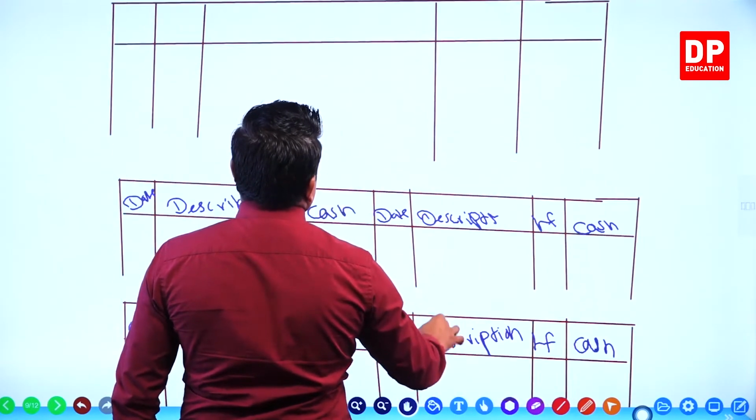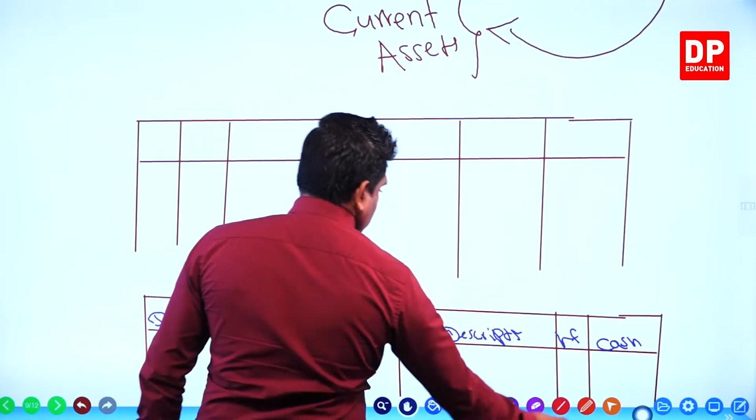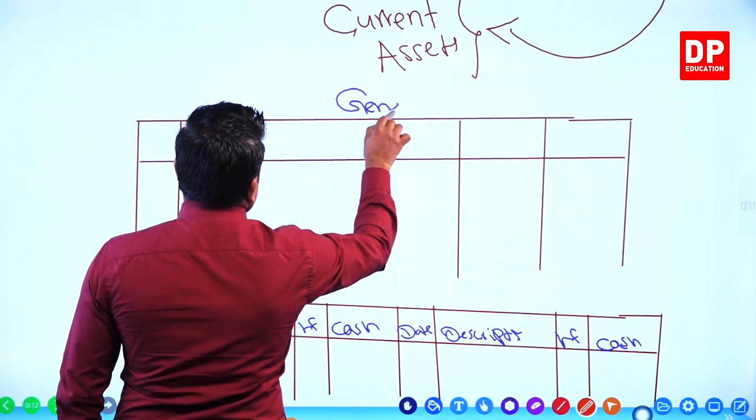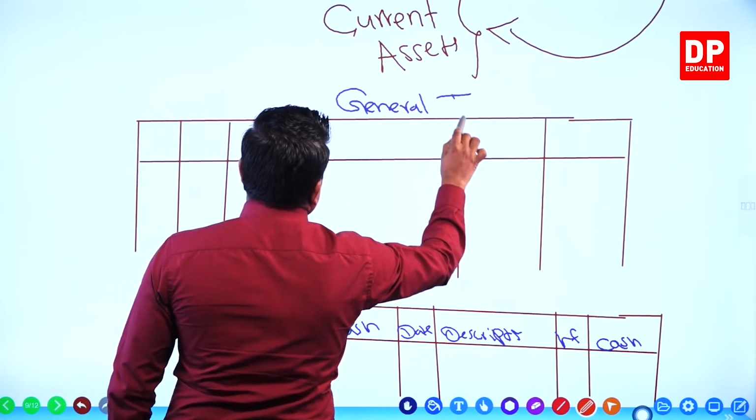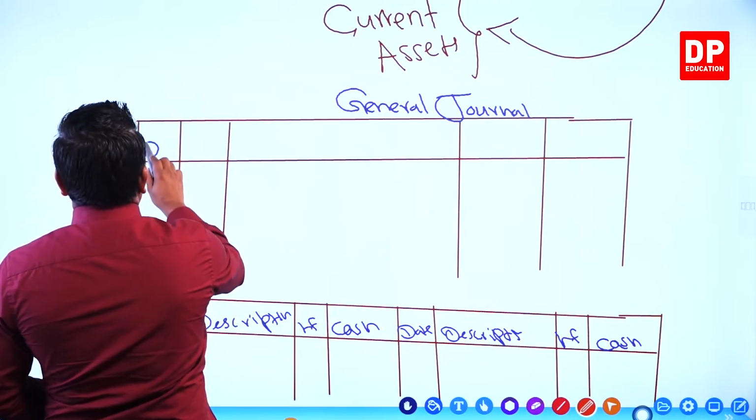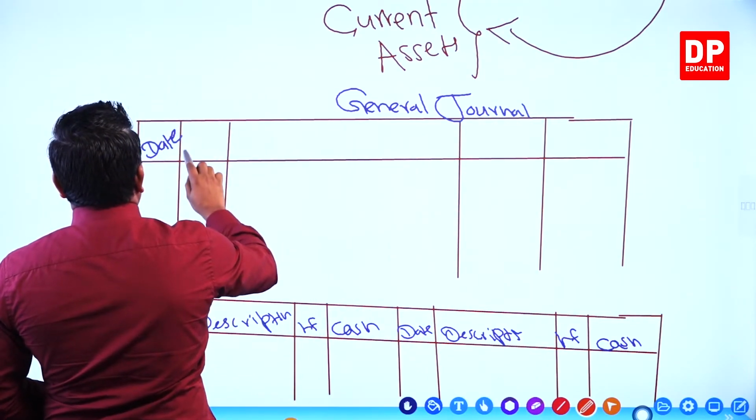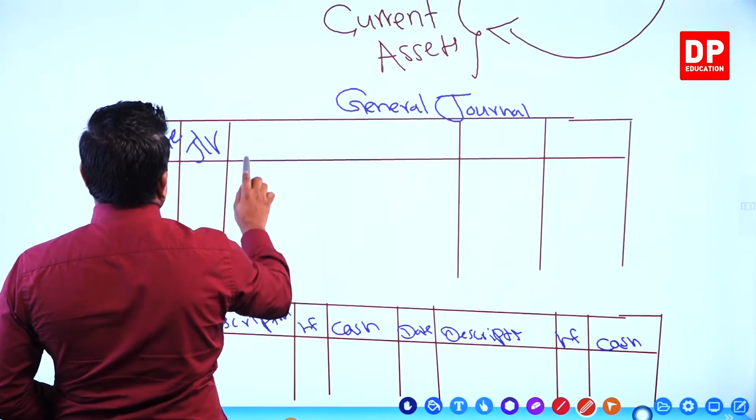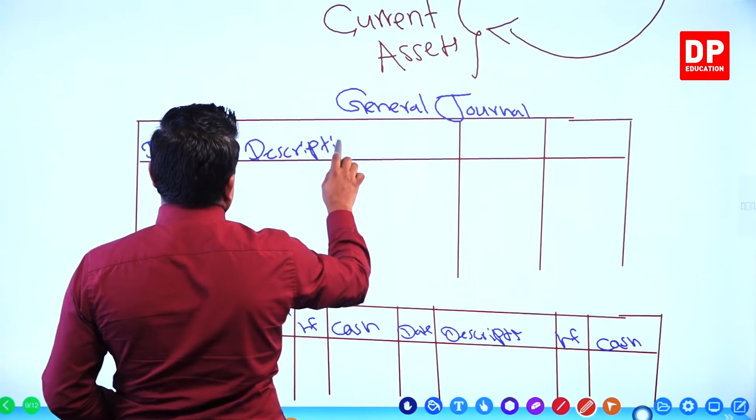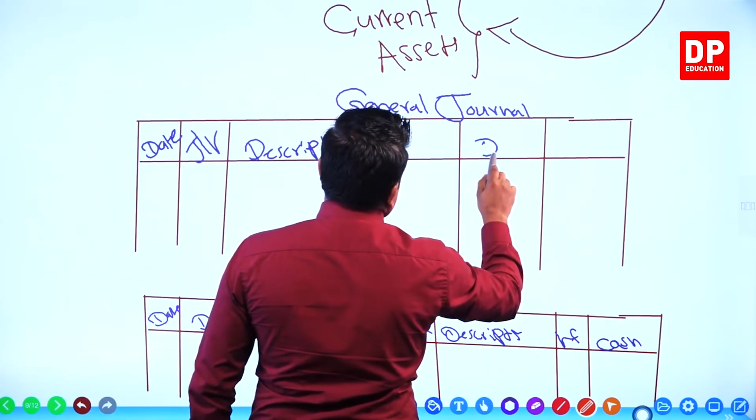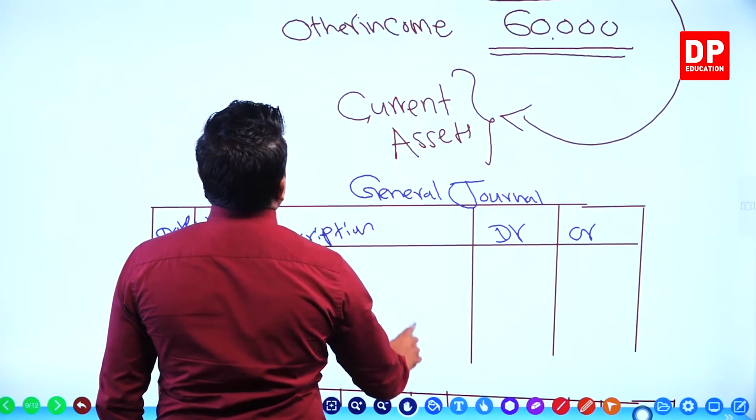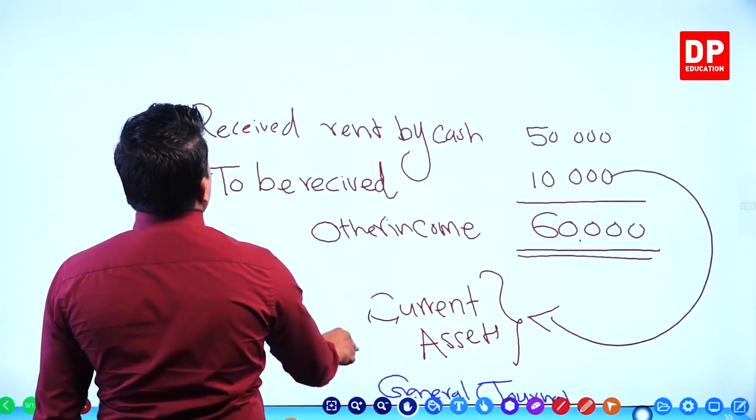Then you can name this one also general journal: date, journal voucher, description, debit and credit. What is the income? It is the income, rent income, right?